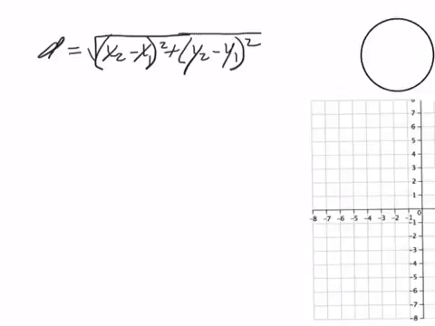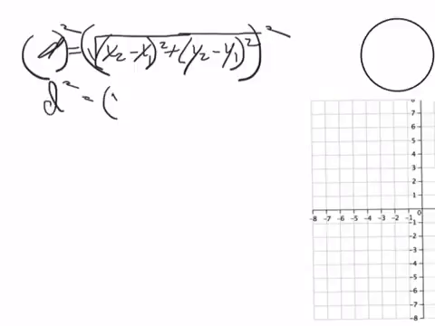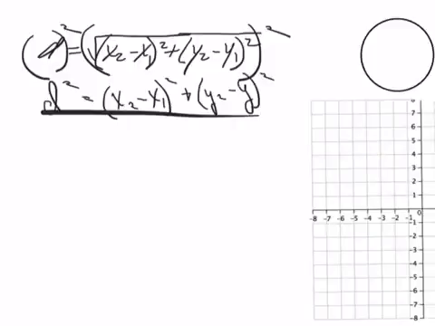Okay, so there's the distance formula. And what happens if we were to square both sides to get rid of that radical sign? We would end up with d squared equals (x2 minus x1) squared plus (y2 minus y1) squared. And that, my friends, is the equation of a circle, except for one thing. Instead of putting a d here, we put an r there for the radius.